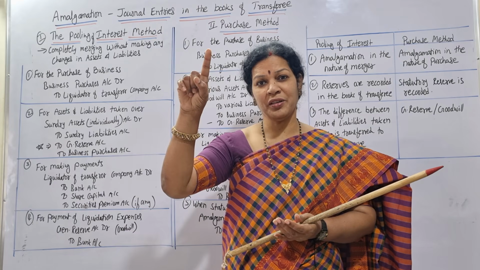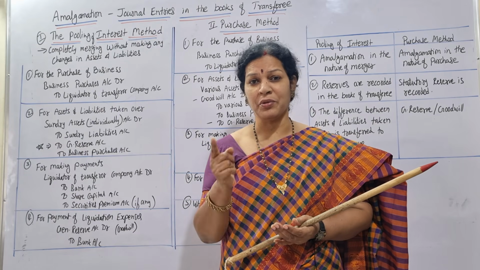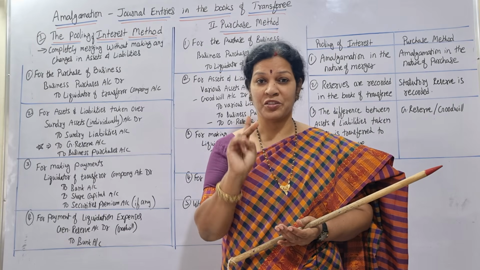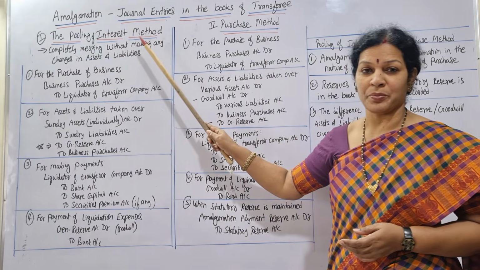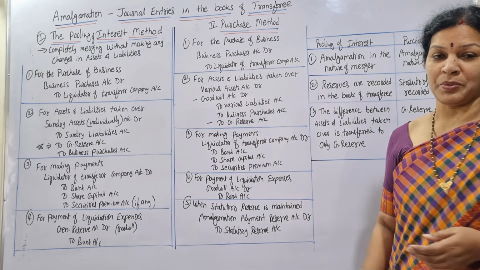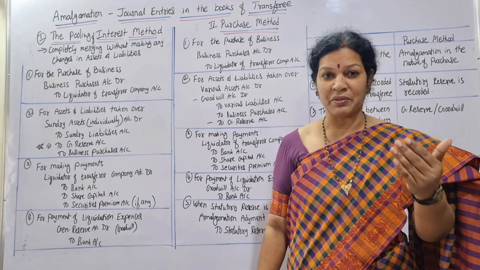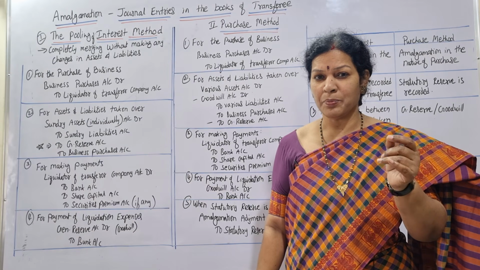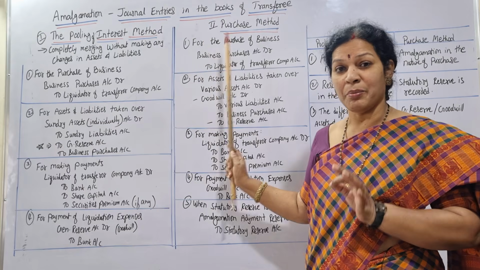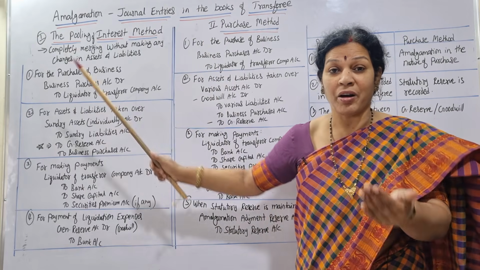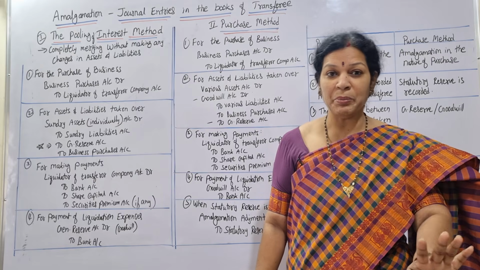In transferor, we have simple journal entries. When it comes to transferee books, we have two methods to follow. One method is the pooling of interest method. Second one is purchase method. You must know whenever the problem is given related to amalgamation, whether it is a pooling of interest method or purchase method. According to that, we'll be passing the journal entries. In the problem, it will be given.